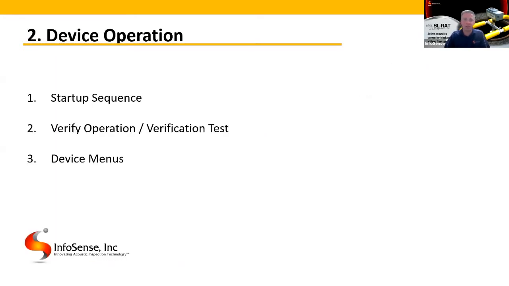I'm going to cover some information about device operation. First, the startup sequence. When you first turn on the RX and TX, they both go through a series of startup steps that are shown on the display of the device. The verify operation, or verification test, is a self-test that helps the operator know if the set is functioning properly and ready to produce pipe assessment scores that can be reliably used to direct follow-up maintenance actions. Each unit, RX and TX, has device menus which can be scrolled through to see additional information, past test results, and also to change some settings within the device.